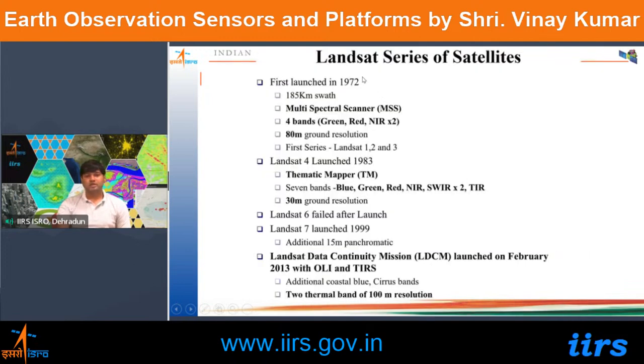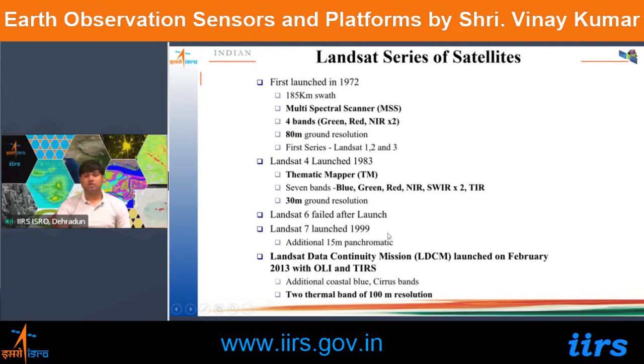Now, the Landsat series of satellites was first launched in 1972 with a multispectral scanner with 80 meter resolution. Landsat 1, 2, and 3 are the early series. Then Landsat 4 was launched with an enhanced sensor, the thematic mapper. Landsat 5 had a similar sensor. Landsat 6 failed just after launch.